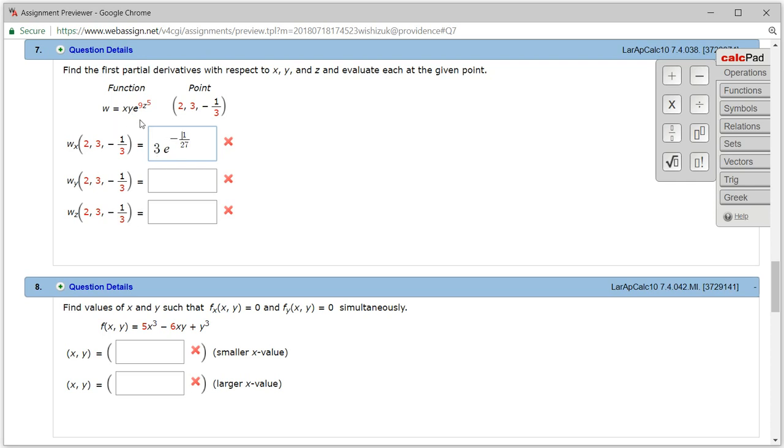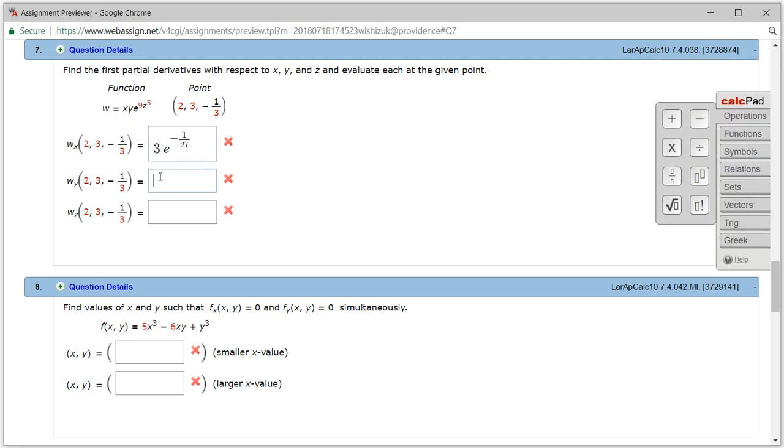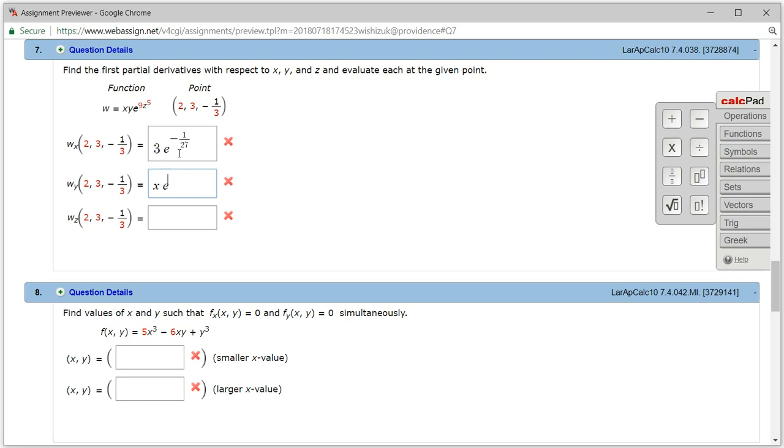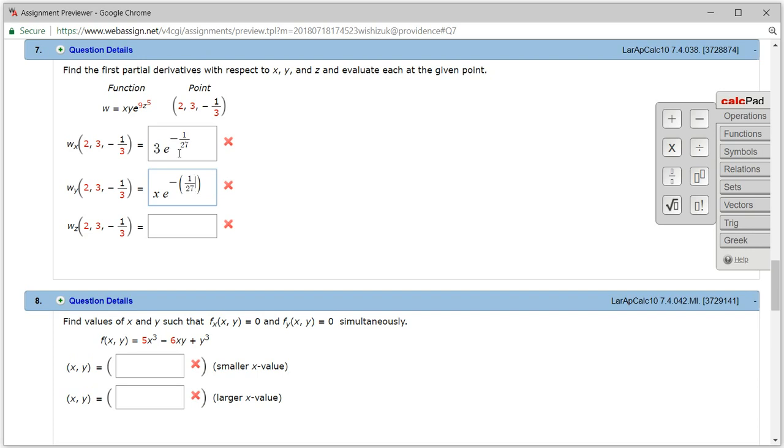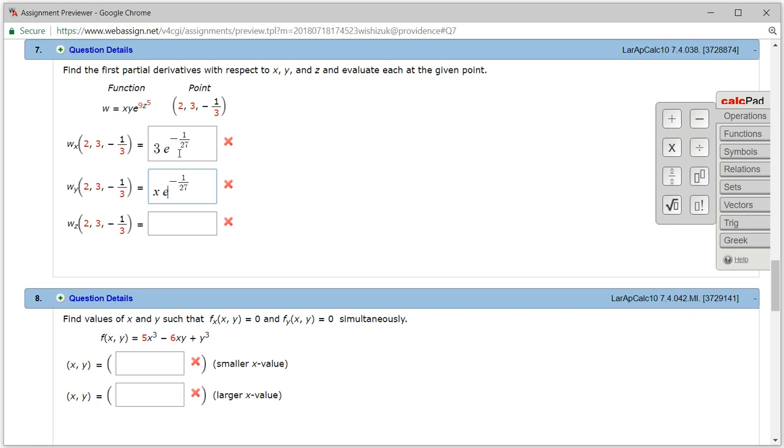All right, so let's do the partial with respect to y. x is a constant, and e to the 9z to the fifth is going to be a constant. Remember that we're going to plug in the same numbers anyway, so you're going to get e to the negative 1 over 27, and we got that. The only difference is x is 2. So that's that.